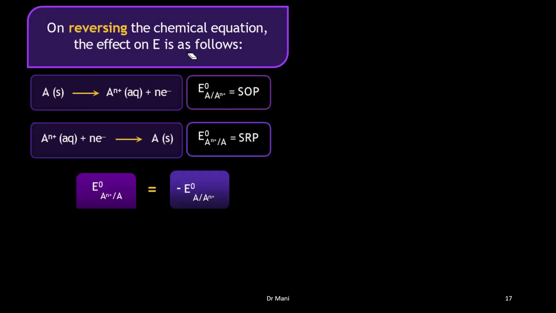First, suppose for the same reaction, you do the reversing. On reversing the chemical equation, the effect on the E is as follows. Suppose you see here, A is giving A^n+ plus n e minus. Can you tell me what this reaction is, oxidation or reduction? You are removing electrons from this solid state. So what do we say when we remove the electrons? The oxidation. Yes, so this is an oxidation reaction.